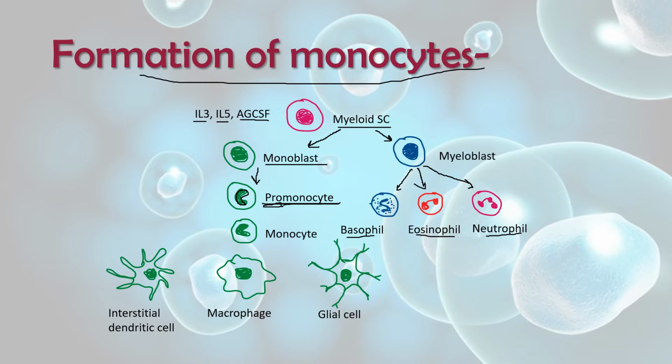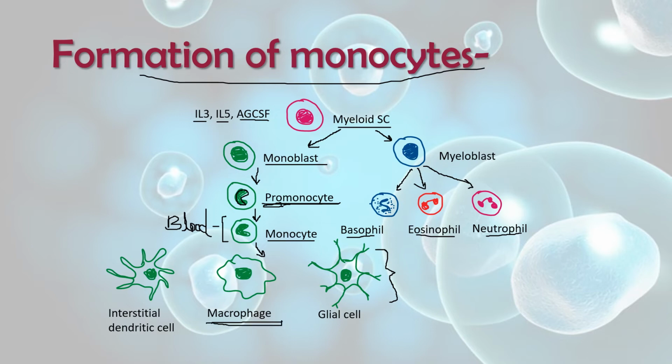So further, this promonocyte is differentiated into monocytes. This one is functional and is present in the blood. So this monocyte is present in the blood and is very much functional. And when this monocyte goes to the tissue, then it gets differentiated from monocyte to macrophage. If it is present in the tissue, it changes its form and becomes macrophages.